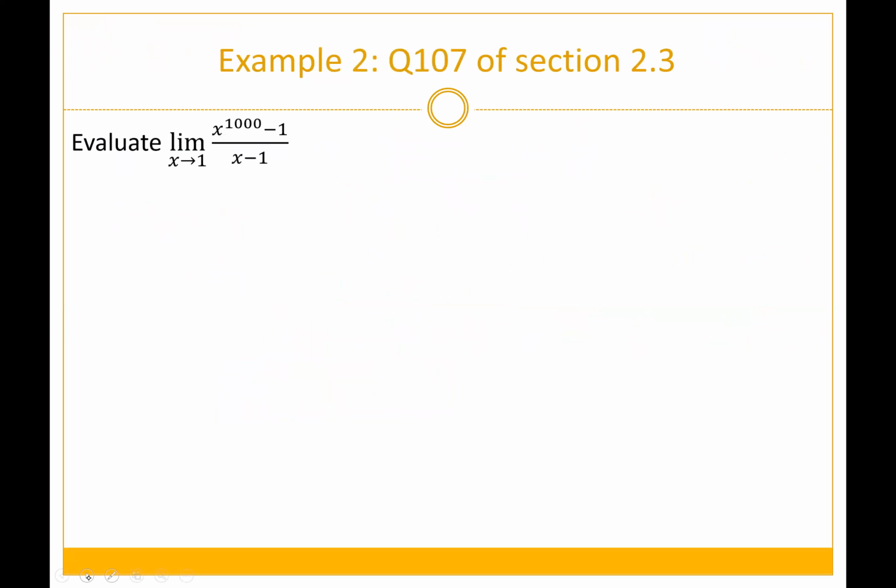Example 2 is question 107 of section 2.3. This one is to evaluate the limit as x approaches 1 of x to the 1000 minus 1 over x minus 1.